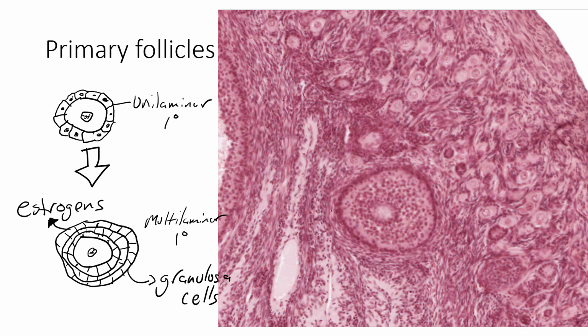Now this one is almost ready to transition from being a primary follicle to being a secondary follicle, because we're starting to see just the beginnings of the hint that some space might be opening up between these cells. In a primary follicle, the granulosa cells are always pressed right up against each other. In a secondary follicle, however, we start to see some gaps opening up.